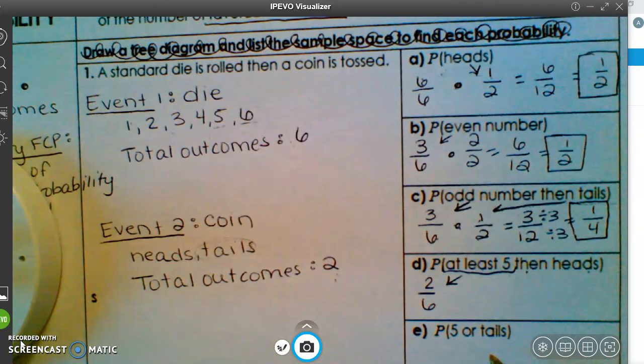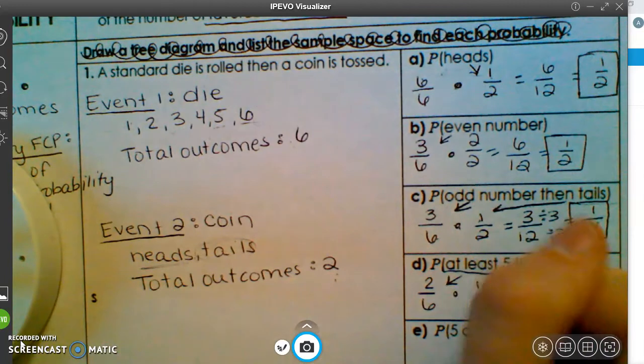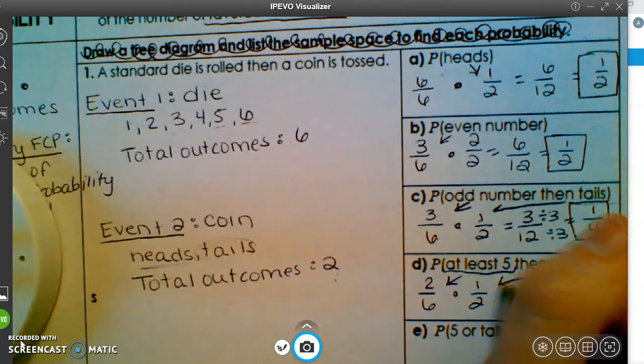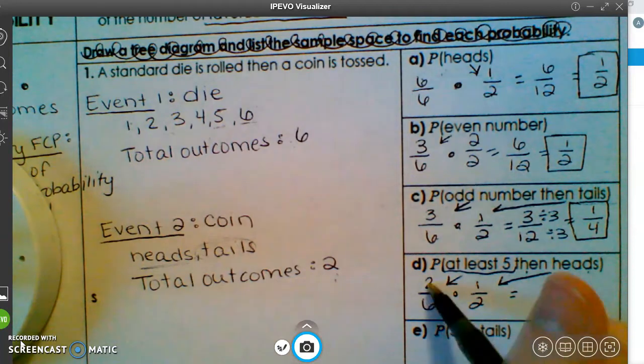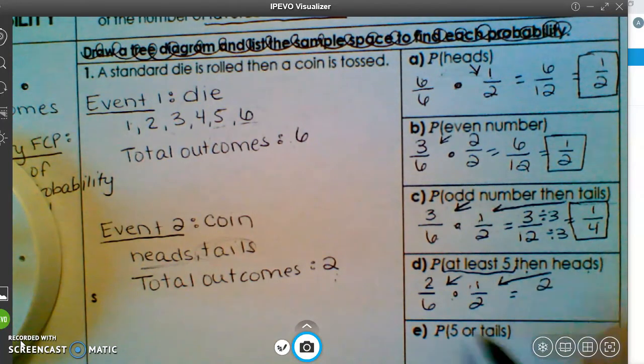Then heads. Well, there's a 1 out of 2 chance that you can get heads. What I do then is we multiply straight across. So 2 times 1 is 2. 6 times 2 is 12. Both of those can be divided by 2, and we get a 1/6 chance.